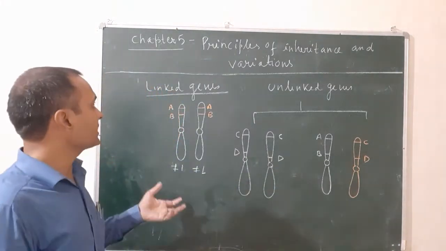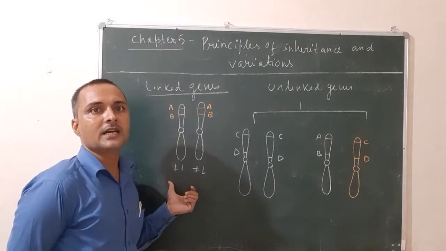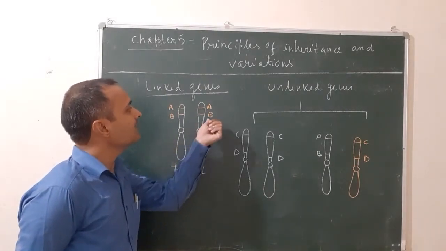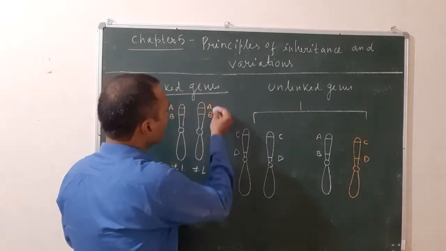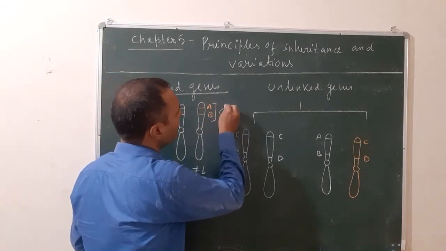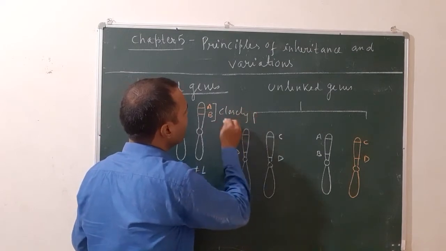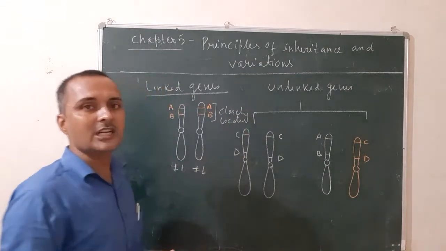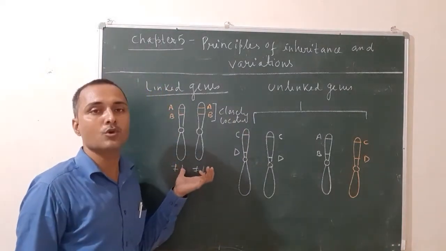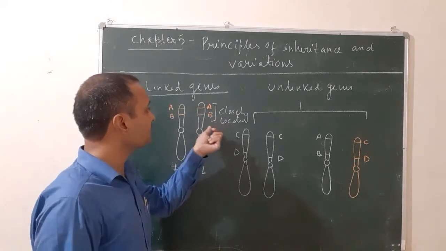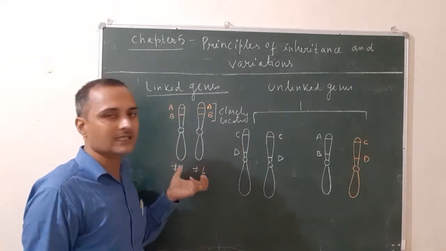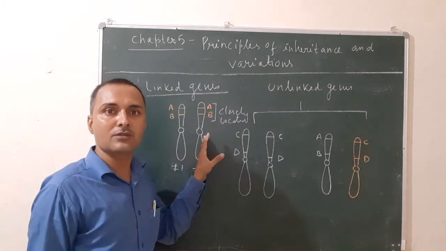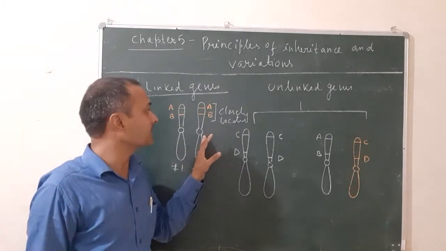Once again, what are linked genes? The genes that are present on the same pair of chromosomes and closely located to each other, that means the distance is very less. So the genes present on the same homologous pair and closely located are known as linked genes. These genes have a tendency to transmit generation to generation without crossing over. This property is known as linkage.